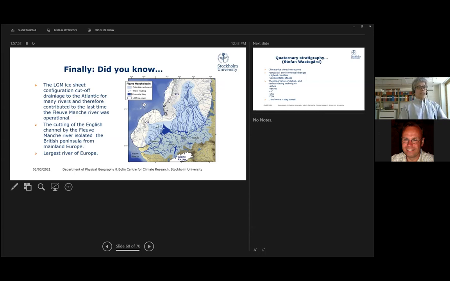So just to tie this glacial landscape on the Scandinavian Peninsula to something that has affected a lot of the landscapes that we've seen perhaps in mainland Europe, where the drainage of all these river systems went into one and the same outlet south of the British Isles.